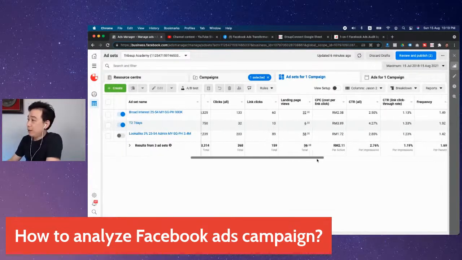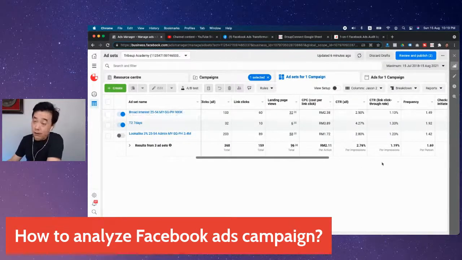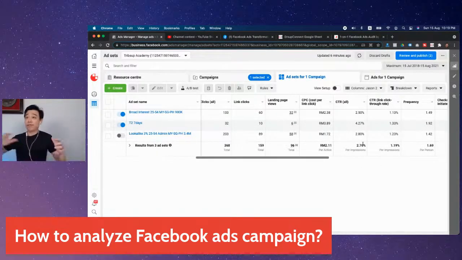So this is where we actually look at the CTR. Now, the CTR (all) is there because when you run an ad, there are many things that you can click. You can click on the picture, you can click on the like button. So these are all the clicks that you get.